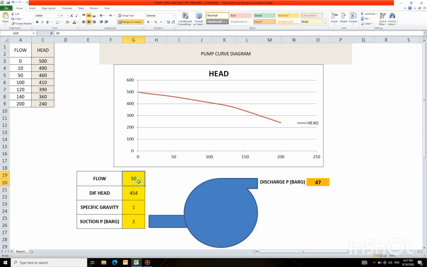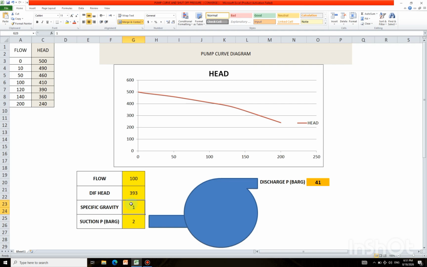So now you can change the flow rate. Let's consider we have a flow rate of 100, and the differential head that it can produce is about 400 meter, and the discharge pressure will also change as well. You can either change the suction pressure or the specific gravity of the fluid that passes through this pump, or whatever you want to use.